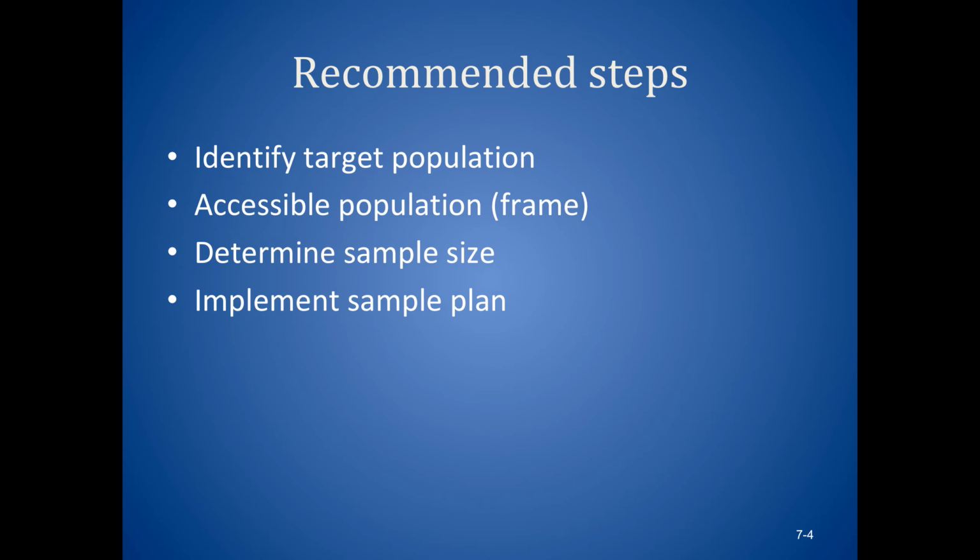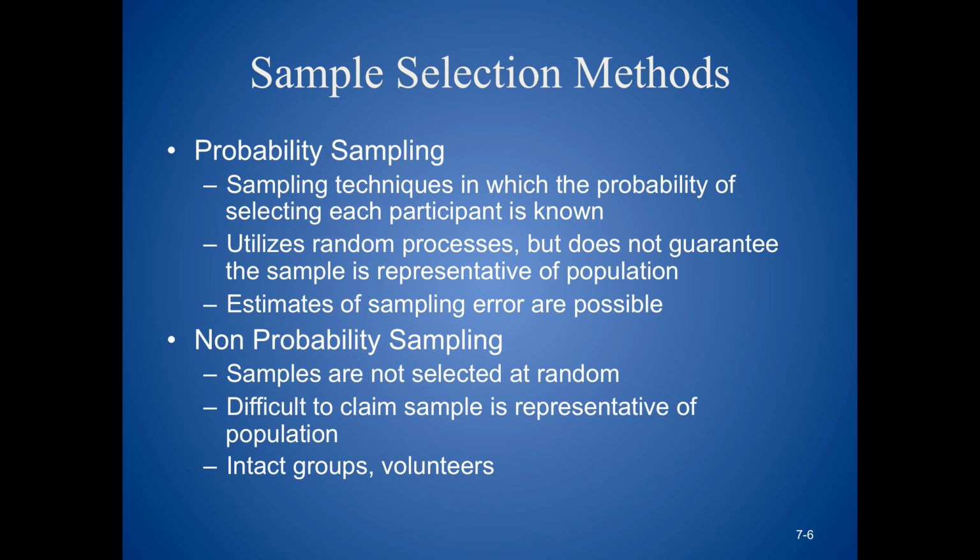So there are two main methods I want to describe in terms of sampling. And one is probability sampling. So here, probability sampling, the sampling techniques in which the probability of selecting each participant is known. So you know the probability of sampling. It utilizes random processes, but it doesn't guarantee that the sample is representative of the entire population. If you do probability sampling, you can do statistical analysis and it will estimate sampling errors, so that's a good thing.